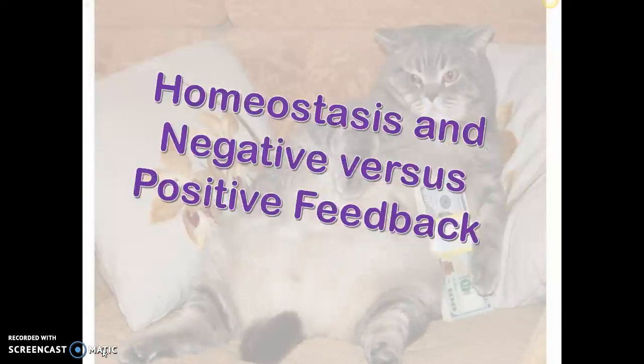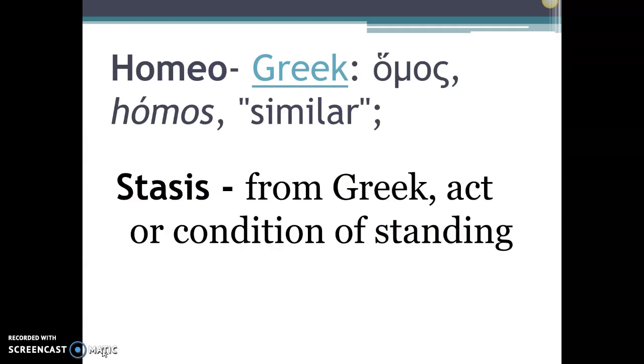So start studying now. Homeostasis and negative versus positive feedback. Homeo means similar. I say it means your home, right? You're familiar with your home. Stasis is like static electricity, standing. So you want to keep your home static in the same temperature. Your house, you like it when it's 72 degrees or so year round.